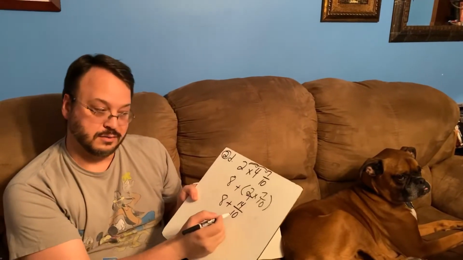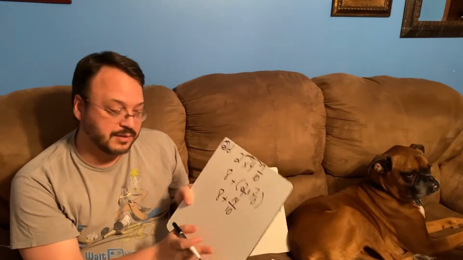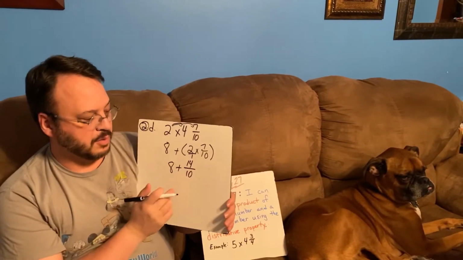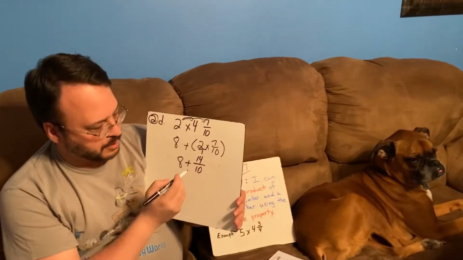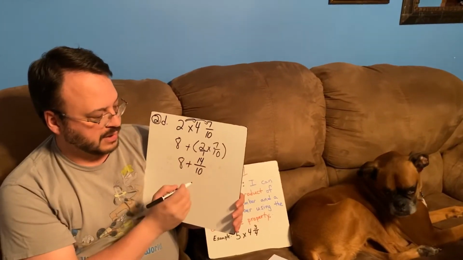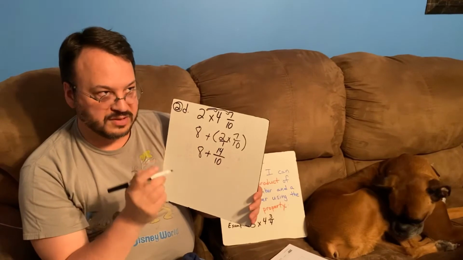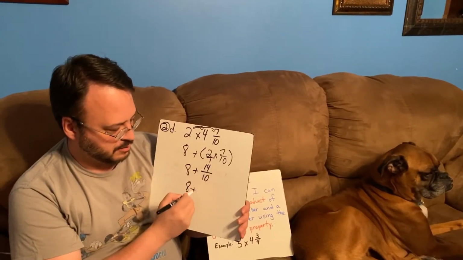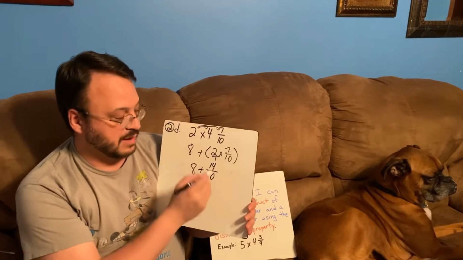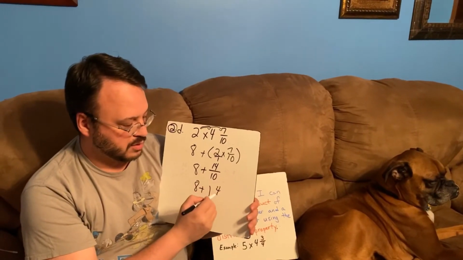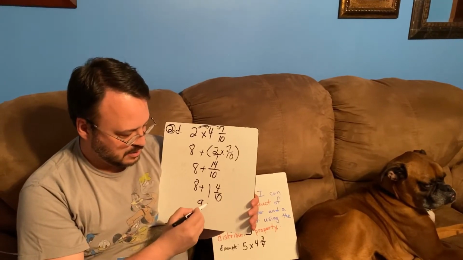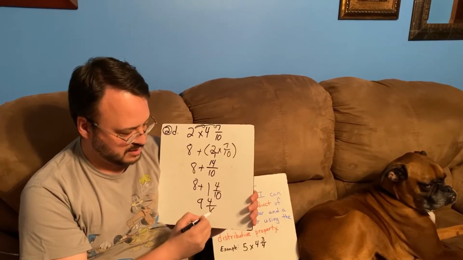Well, 14 is larger than 10. I've got a numerator that's larger than my denominator. So let's make this improper fraction into a mixed number. So how many times does 10 go into 14? Well, 10 times 1 is 10. 10 times 2 is 20. 20 is too big, so it's going to go in there 1 time. And 14 minus 10 is 4. 4/10. And 8 plus 1 is 9. And 4/10.